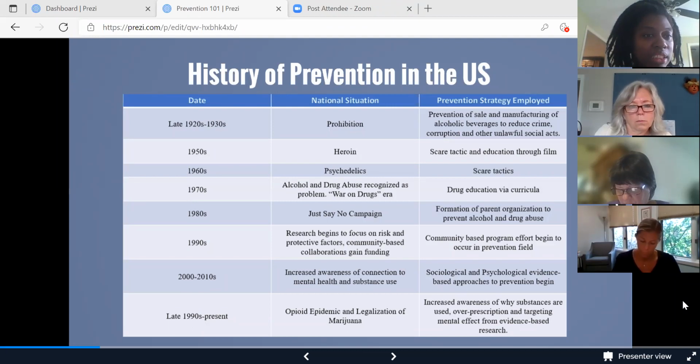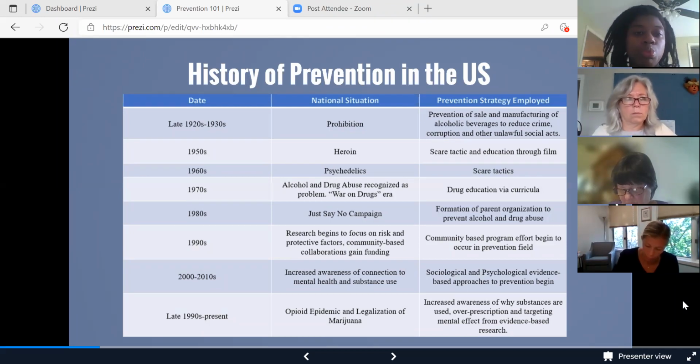As we go down this list of different stages of prevention within the United States, I'm going to skip forward to the 1990s, where we began to do more research focusing on risk and protective factors and community-based collaborations. This is where you start to see the beginning of our trek to what we have now, as we build more community-based programs to build efforts in prevention.